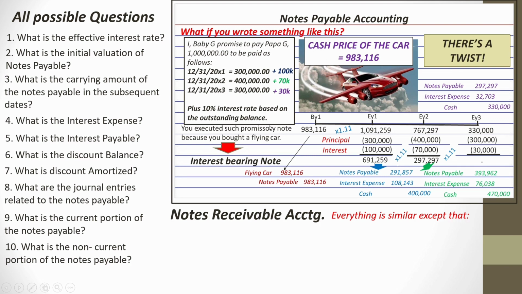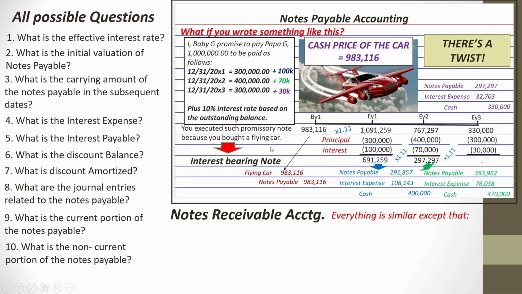Now, in the notes receivable accounting, if we follow the same illustrative example, we are simply going to change our point of view to Papa G's point of view. In the past videos, we have been assuming Baby G's point of view. Today we are Papa G, and we are the ones who received this promissory note from Baby G. So the question is, how do we account for this promissory note? That's the main question as Papa G.